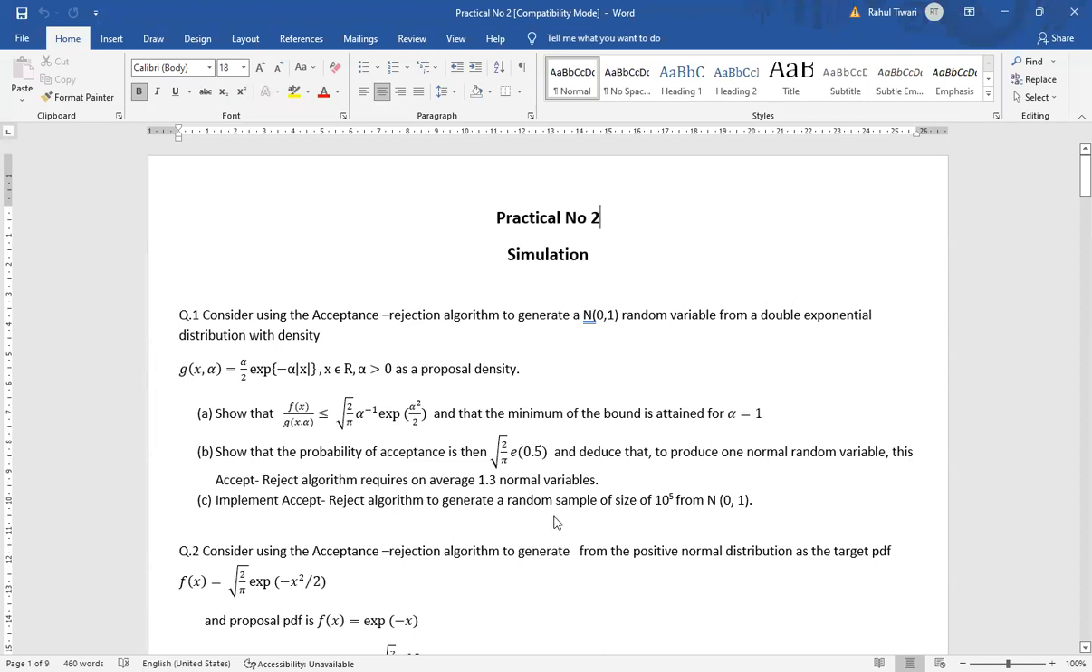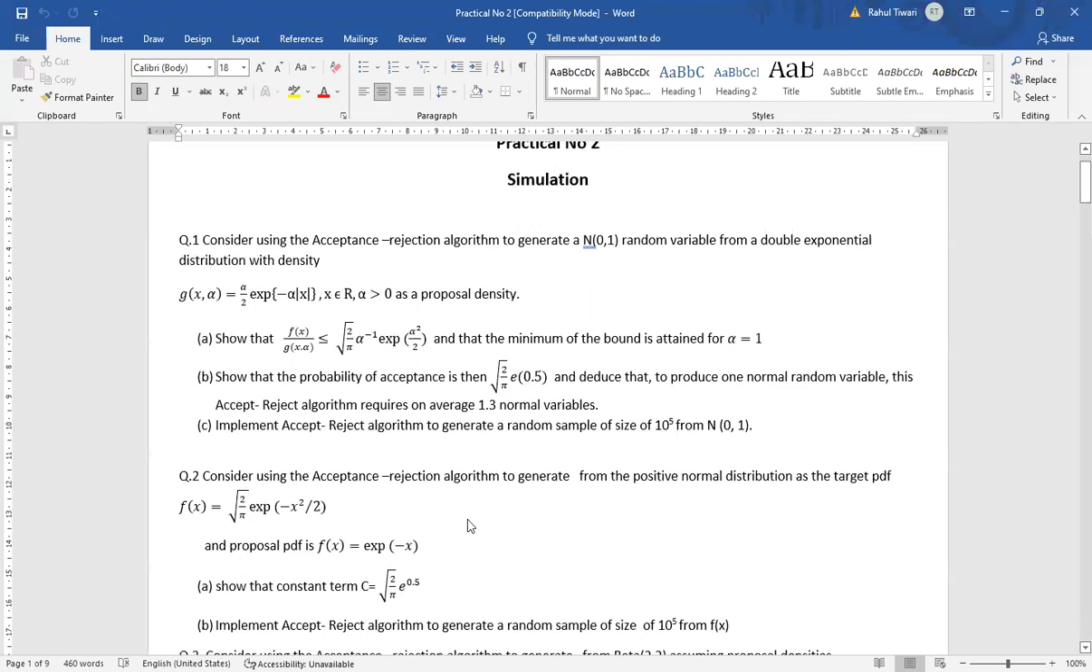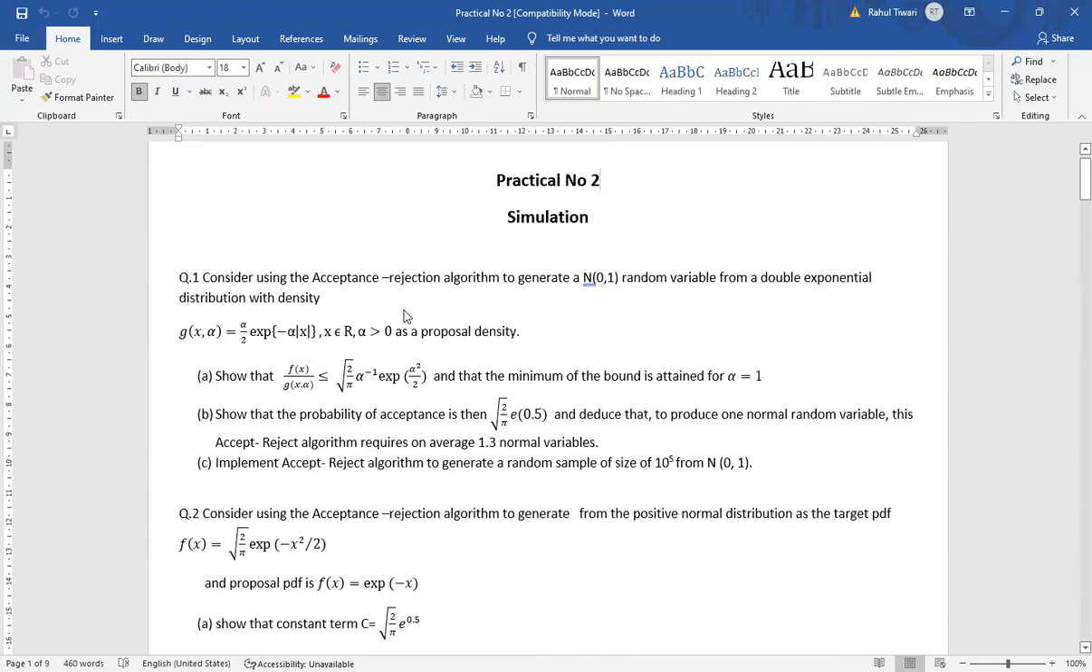So this is practical number 1. I will share the updated practicals, but these problems you have to consider. Consider using the acceptance rejection algorithm for the normal 0, 1 random variable from the double exponential distribution function, alpha by 2. That is the PDF we have considered as proposal. Show that the probability of acceptance is this, which is the value of C you have obtained.